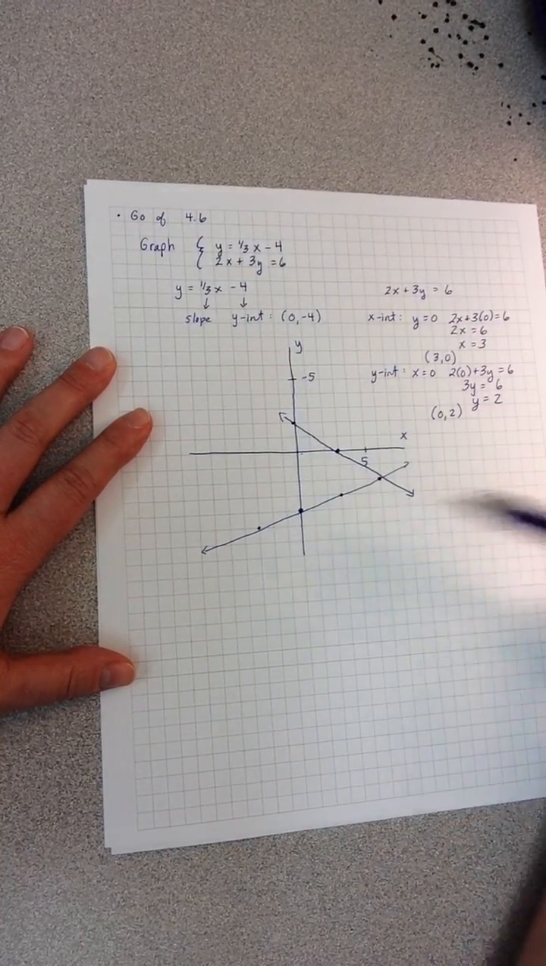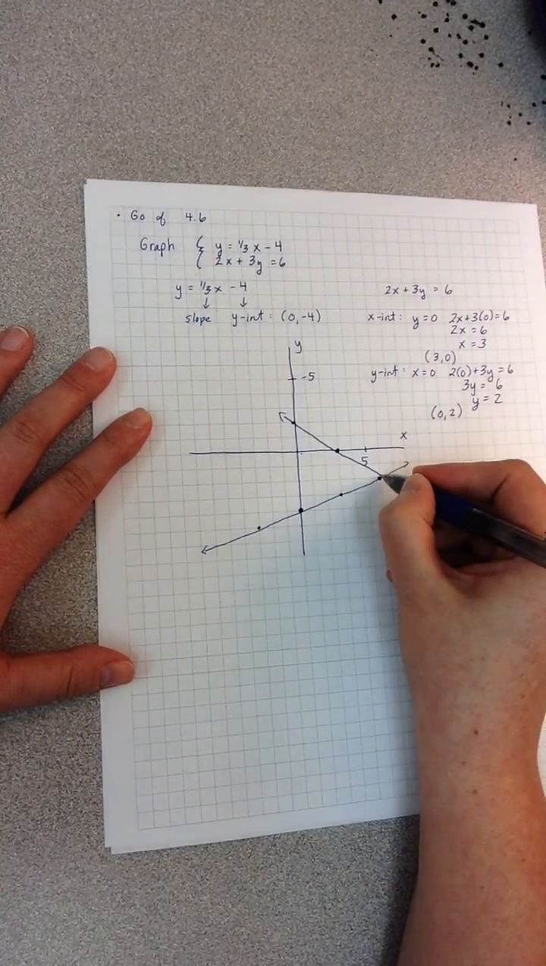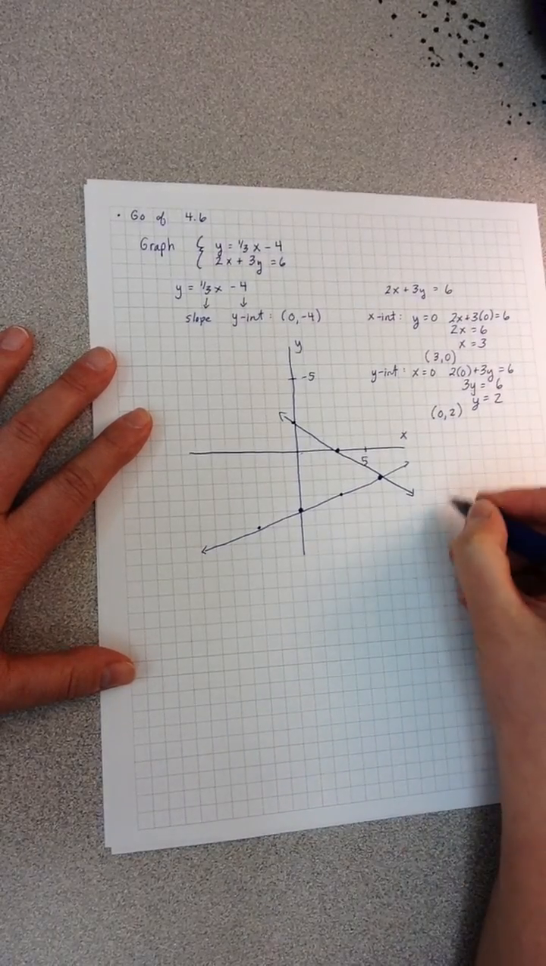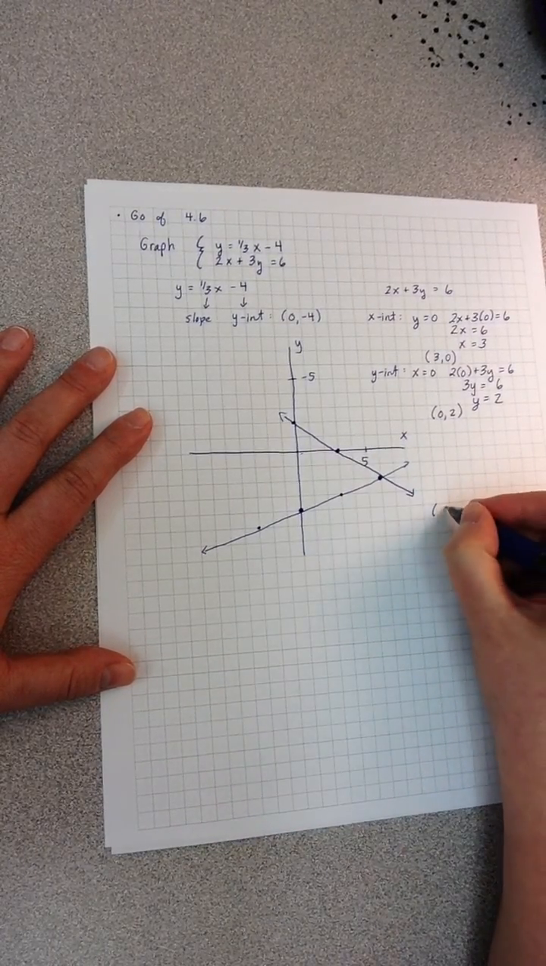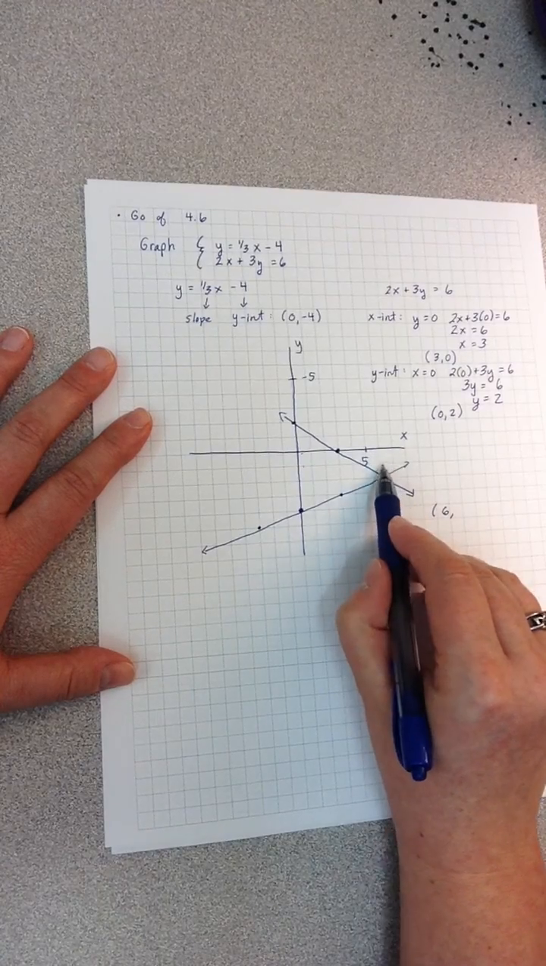And we see we have 2 lines. We've graphed them. They meet at a point of intersection, so that is our answer. And that point is over 6, 5, 6, down 2.